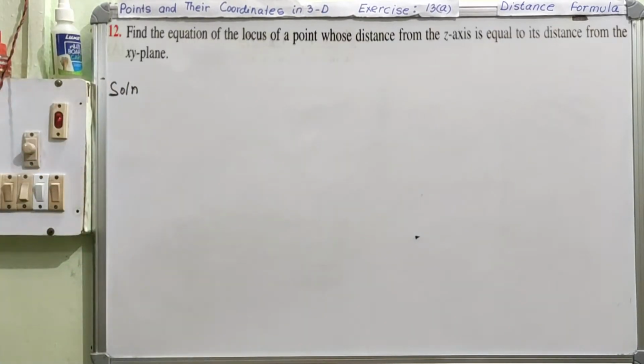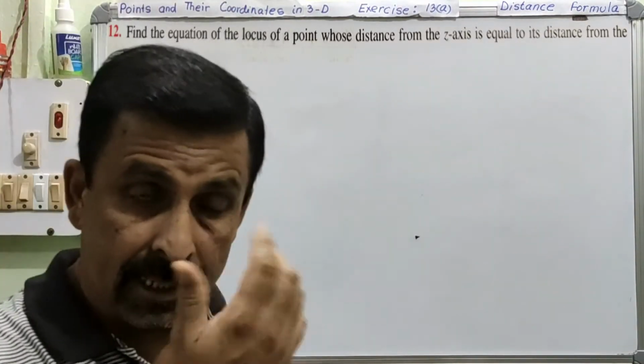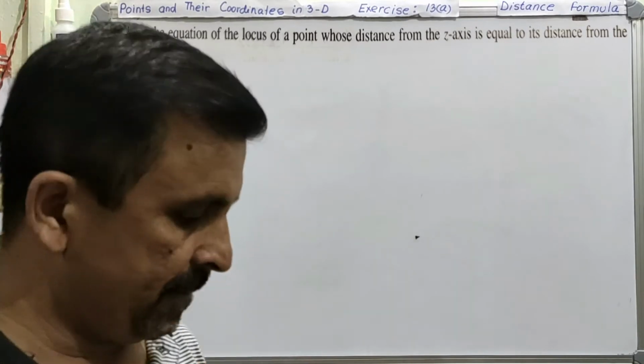Okay, now we are moving on to question number 12. Look at the board and see what is the question. Question number 12 is, find the equation of the locus of a point whose distance from z-axis is equal to its distance from xy plane. So find the locus of that point. According to the question, there is a point which is at equal distance from z-axis and xy plane, right?